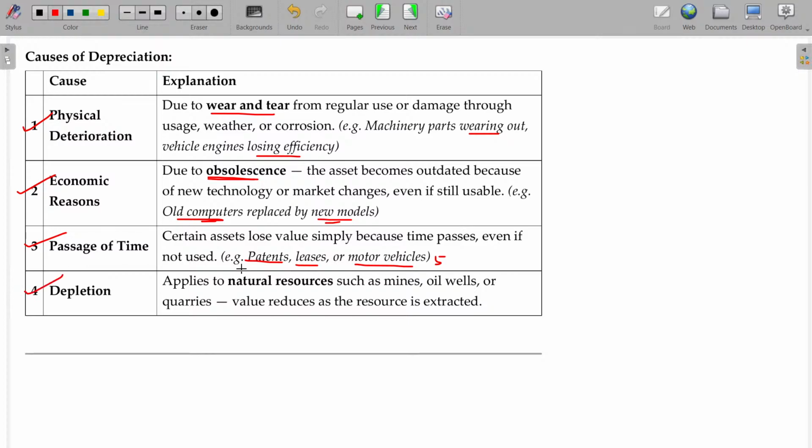Depletion. Depletion is applicable to natural resources like mines, oil wells, and quarries. In a small hillock, you can extract the stones, break them and take the stone out. Because of breaking the stone, the hillock will be no more sometime later. This is depletion of natural resources. These are the reasons or causes of depreciation.